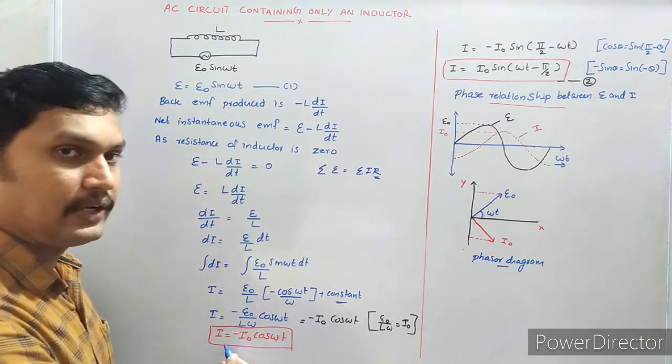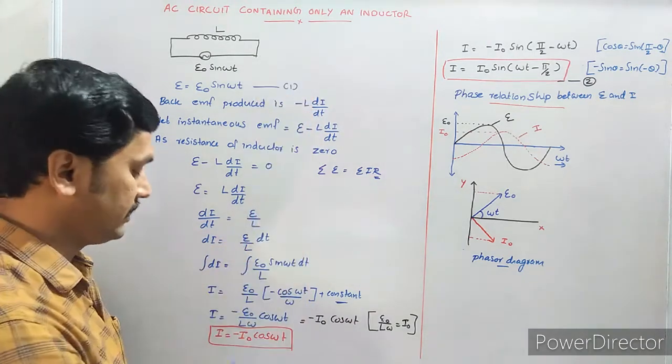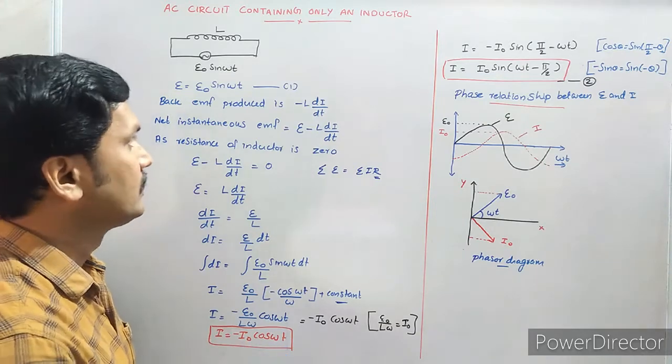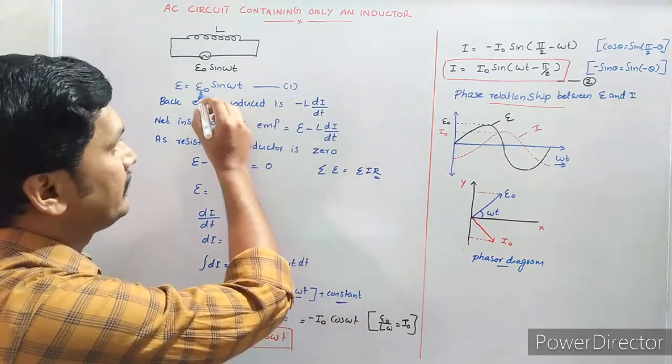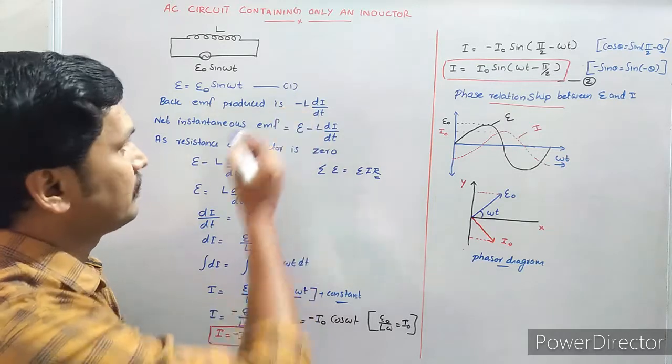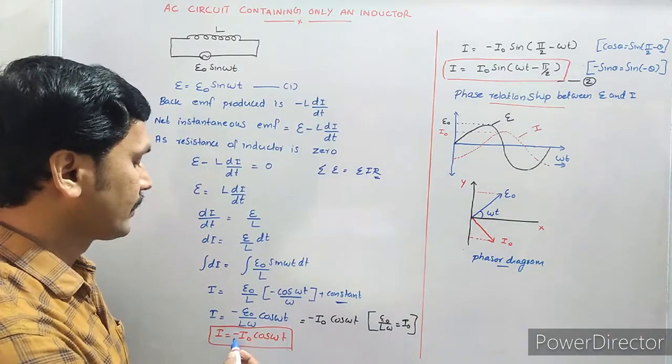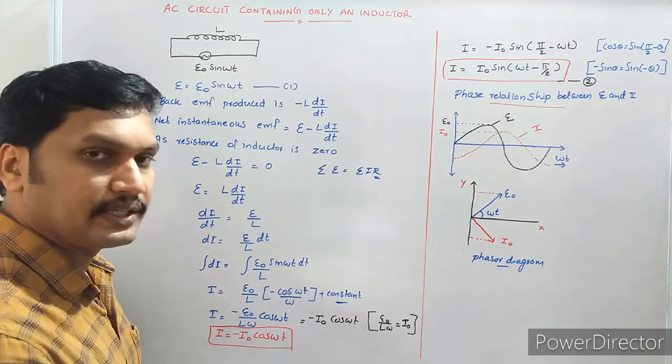The instantaneous value of current in this inductive circuit is I equal to minus I0 cos omega t. So the instantaneous voltage is E equal to E0 sine omega t, and the instantaneous current is I equal to minus I0 cos omega t.